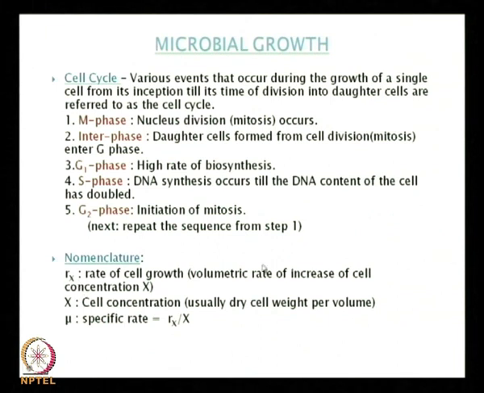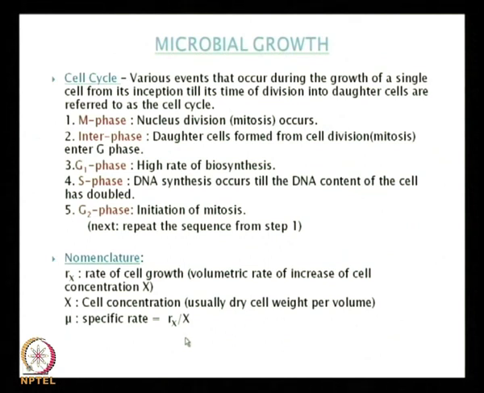So, the nomenclature that we are going to use is written out here. Rx is the rate of cell growth, which is the volumetric rate of increase of cell concentration. Just as you had the rate of reaction in an enzyme, this is the rate of cell growth. X is the cell concentration, we will use the notation X for it, usually dry cell weight per volume. Dry cell weight, that is you drain away the liquid, centrifuge it and take the dry cell, and weigh it per volume. And mu is the specific rate, that is growth of cell per unit concentration of cell.